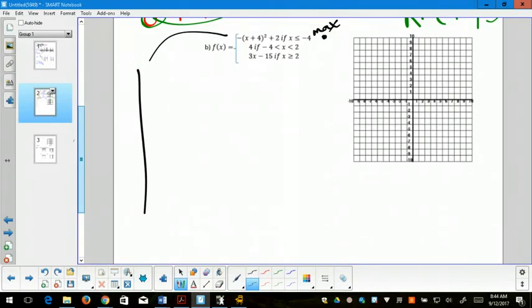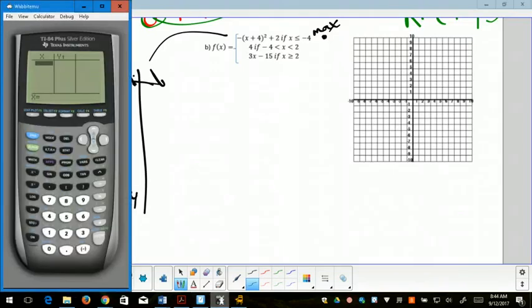okay, we may have to switch modes. When I make my table for this particular piece, I'm going to end my table at -4, and I'm going to make sure to have a closed circle there when I go to graph it. So let's put this in the calculator. We've got, let's do -8, -6, -4.